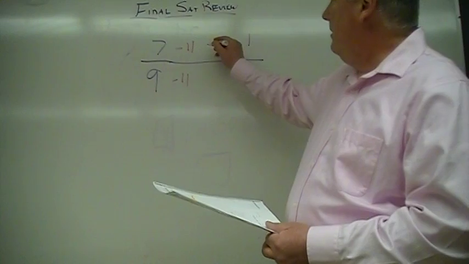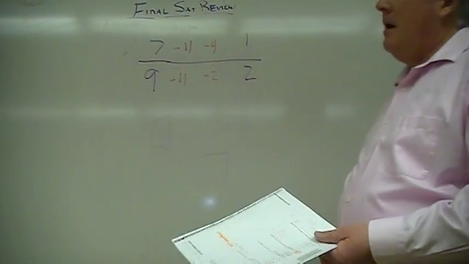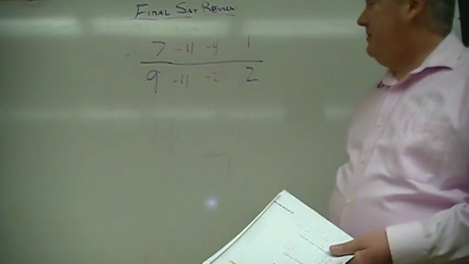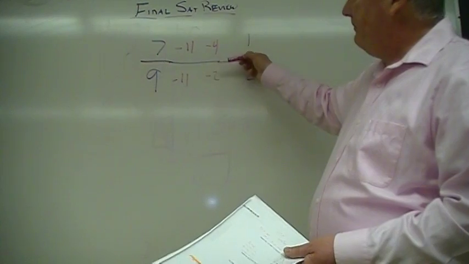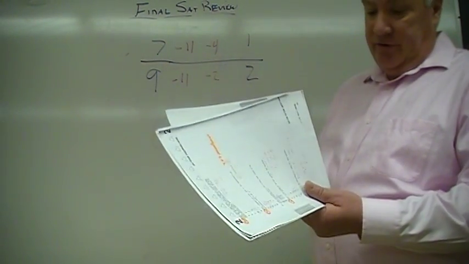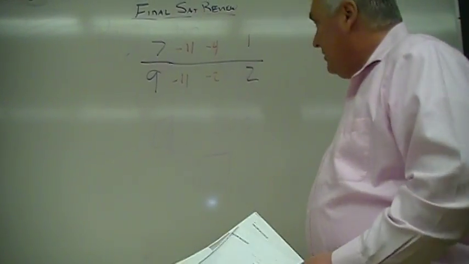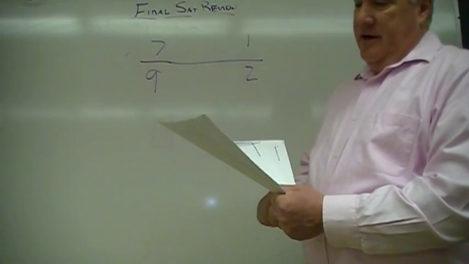And what do we get? Negative 4 over negative 2. This is kind of one of the trick answers because this is kind of the inverse of 1/2. Negative 4 over negative 2 is equal to 2. So negative 11 does not give you 1/2. Let's try the next one.